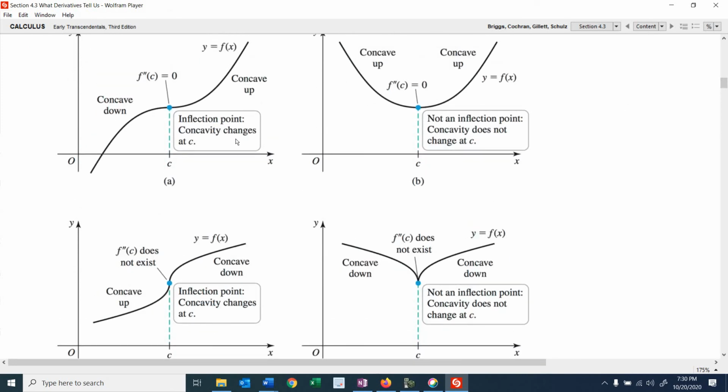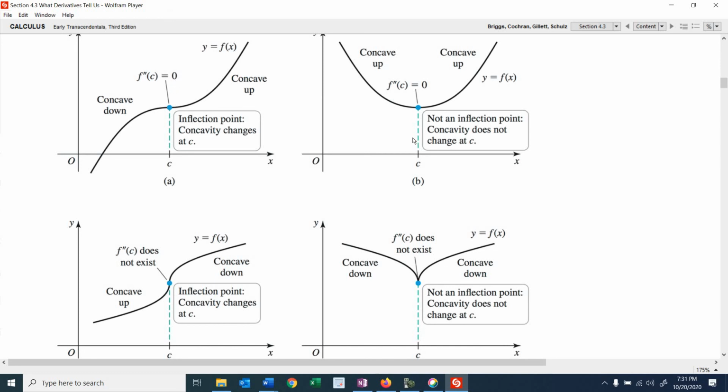There are several cases that you should think about when you think about inflection points. So here's an inflection point. The reason it's an inflection point is because it's concave down over here, and then it's concave up over here, and so it changes concavity at this point. And it just so happens that the second derivative at this point is 0.